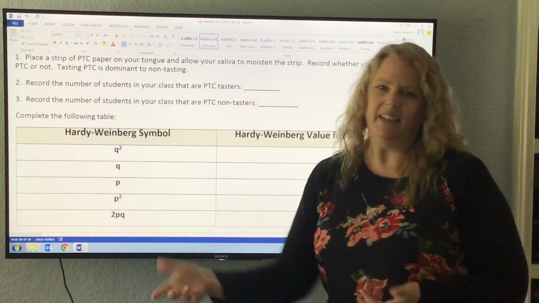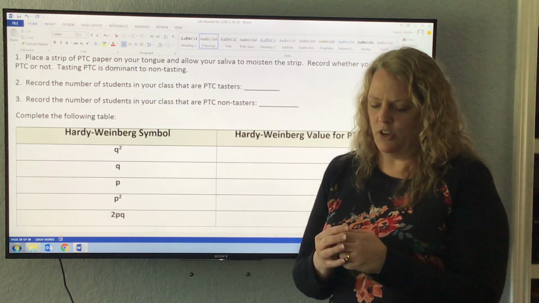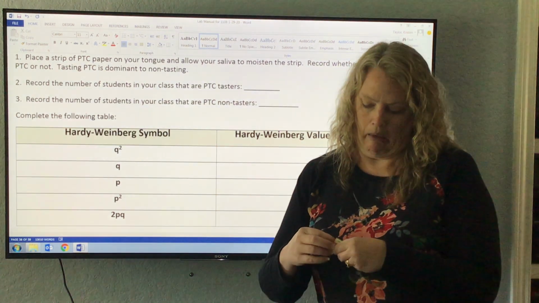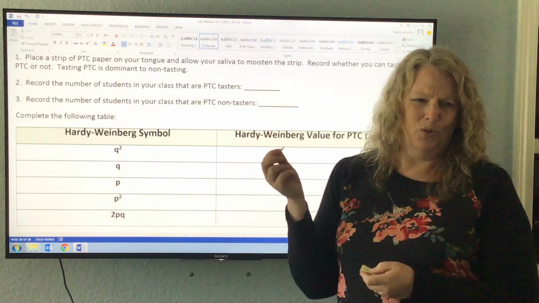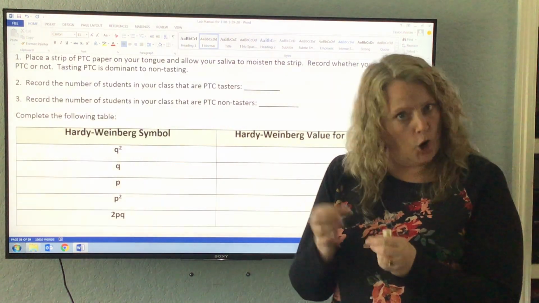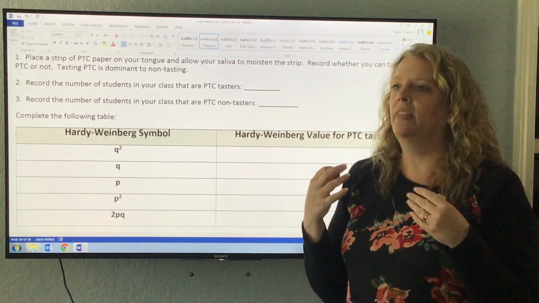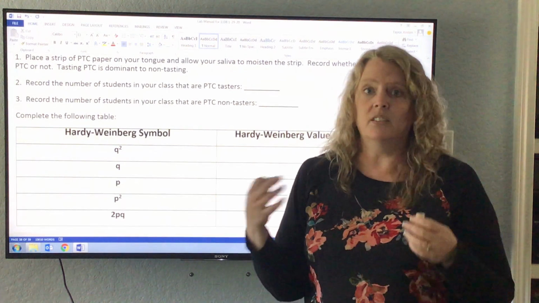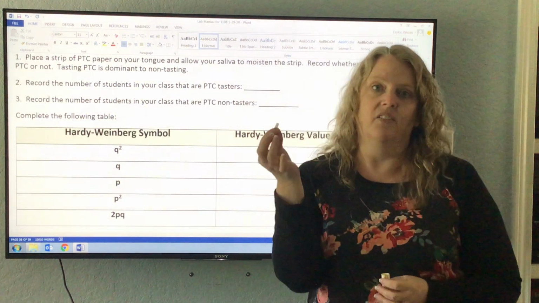So we have what is called PTC papers. We would have done those in class, where you would have taken a strip of PTC paper. It's there for phenylthiocarbamide, or some weird word. So it's the flavor that's on this paper. Now some people are born with the allele that allows them to taste this flavor, and some people are not born with the ability to taste the flavor.